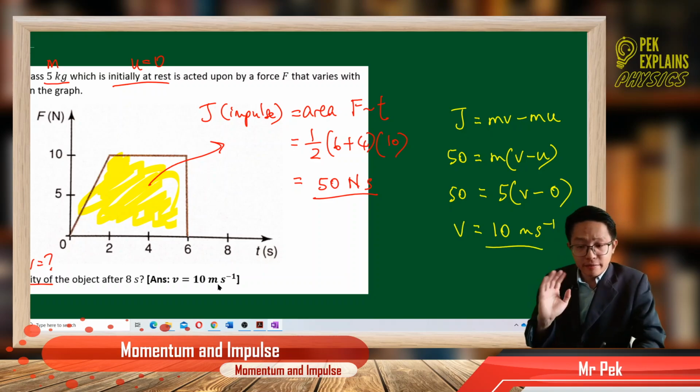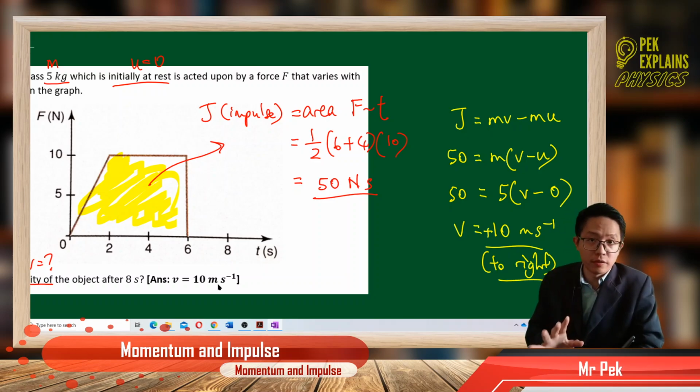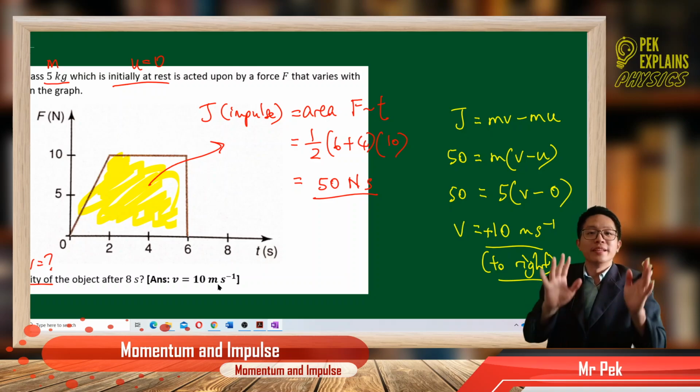Okay? And velocity is a vector. You must give direction also. Since this is a positive value, it means it's to the right. For a vector, you must give both magnitude and direction. Okay, that's our answer.